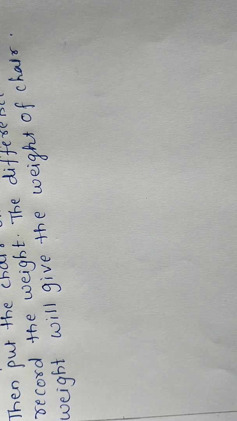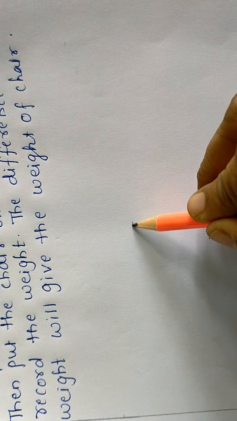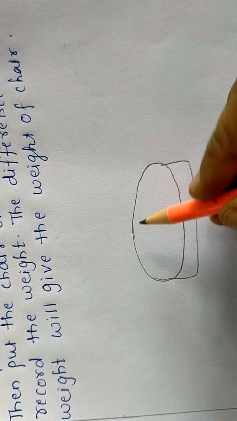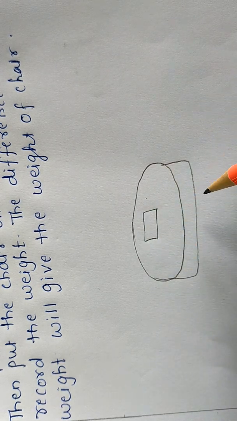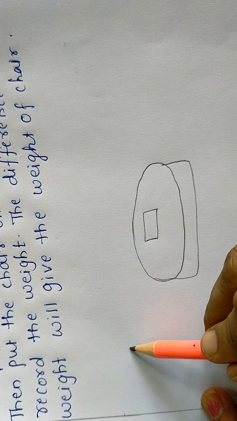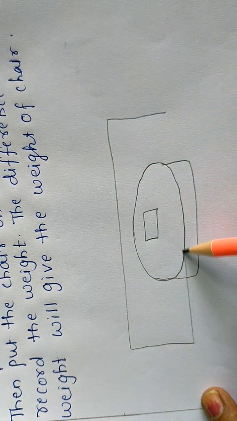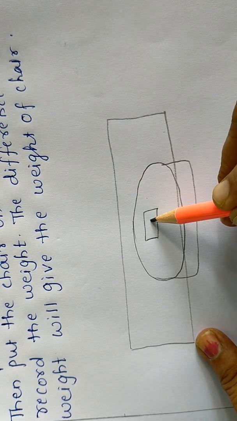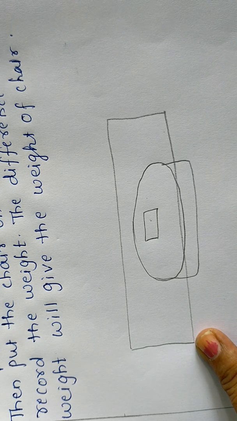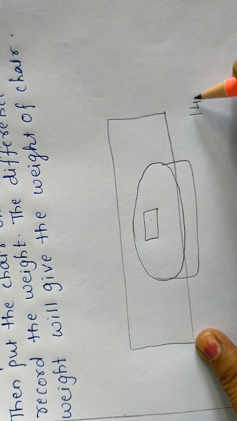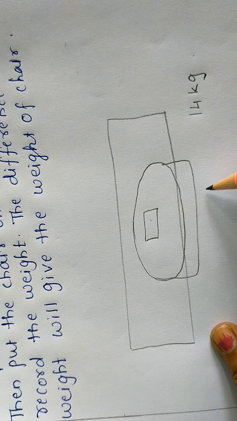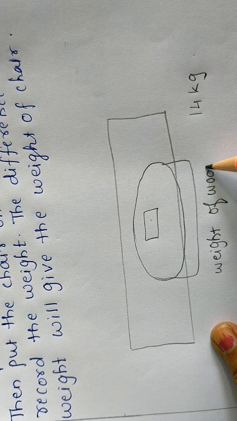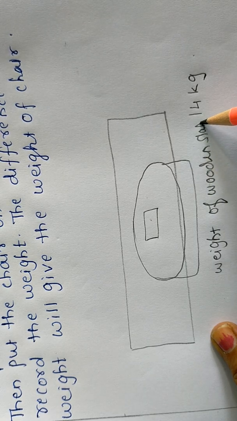Let's see. So what we can do? We can just take the machine in this way. This is the rough drawing. This is our weighing machine. On this weighing machine we can put a wooden slab, means एक लाकडानु पाटियु. After keeping this, just measure the weight of the wooden slab. Suppose it is 14 kg, right? What is this 14 kg? Weight of the wooden slab. That is 14 kg.